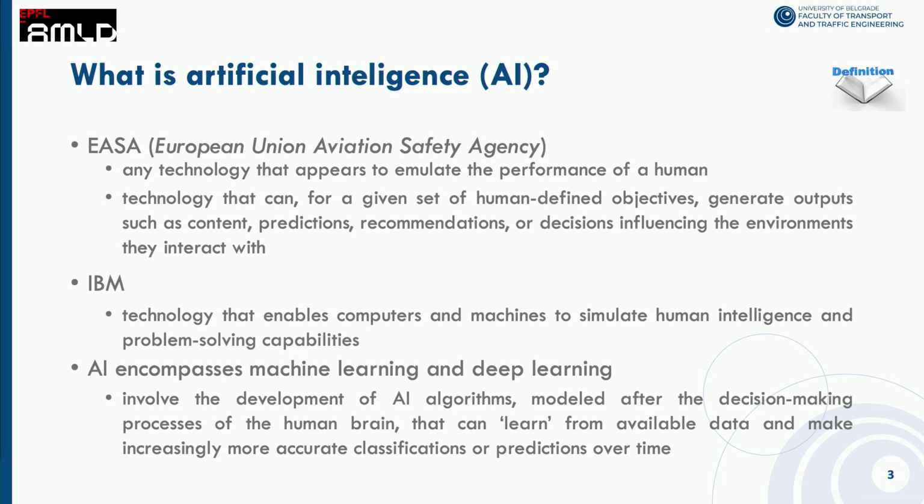So let's start. What is actually artificial intelligence? If we search for this term, we can find very different definitions, and I chose EASA's definition, which says that it is any technology that appears to emulate the performance of a human. Also, it says that it is technology that can, for a given set of human-defined objectives, generate output such as content, predictions, recommendations, or decisions influencing the environments they interact with. On the other hand, we have the IBM definition, which says that artificial intelligence is technology that enables computers and machines to simulate human intelligence and problem-solving capabilities. As a field of computer science, AI involves machine learning and also deep learning. These techniques involve the development of AI algorithms.